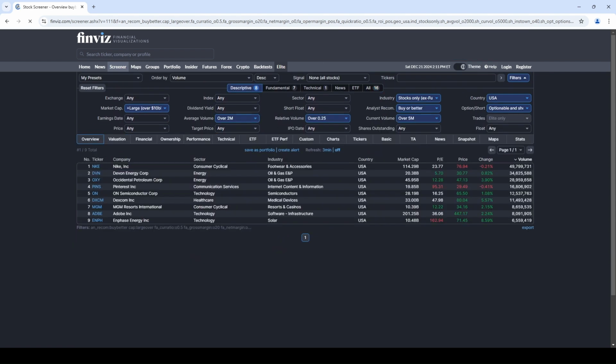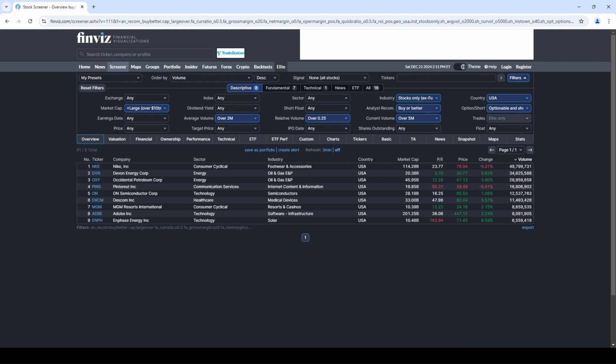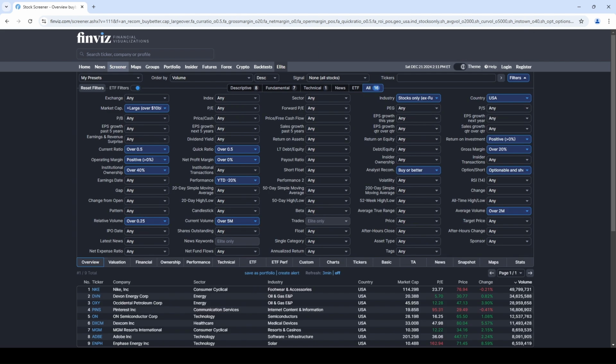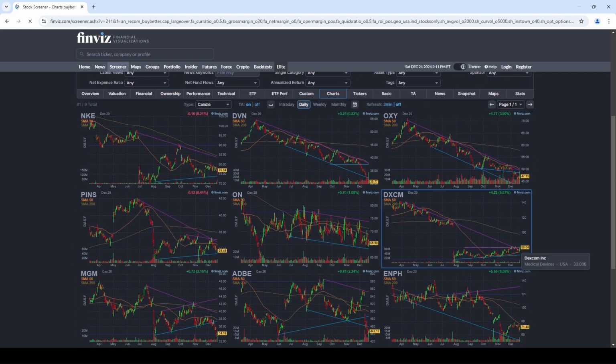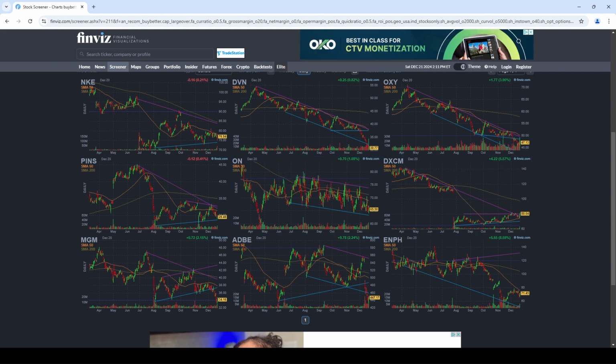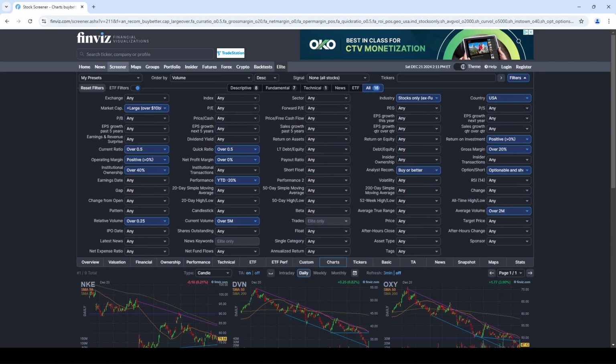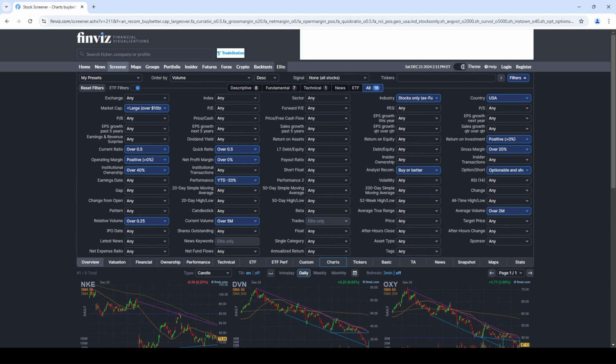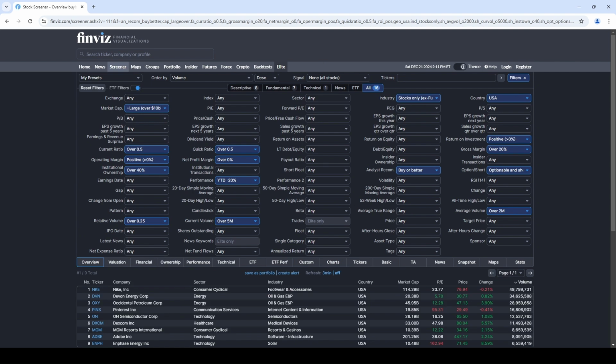Overview. This tab gives you a quick snapshot, including the stock price, market cap, valuation, ownership, performance, technical, charts. Visualize price movements and patterns to help spot entry and exit points. With these tabs, you can easily identify stocks with great potential, analyze their details, and make informed decisions about your next move in the market.